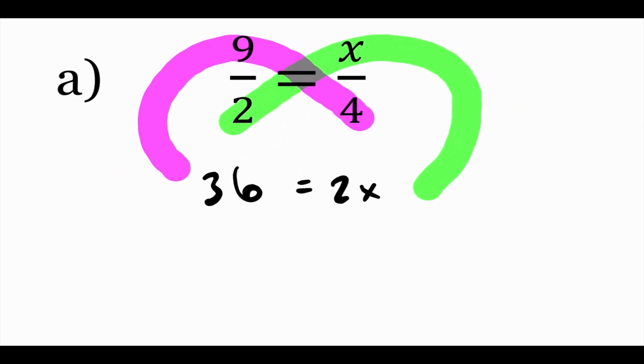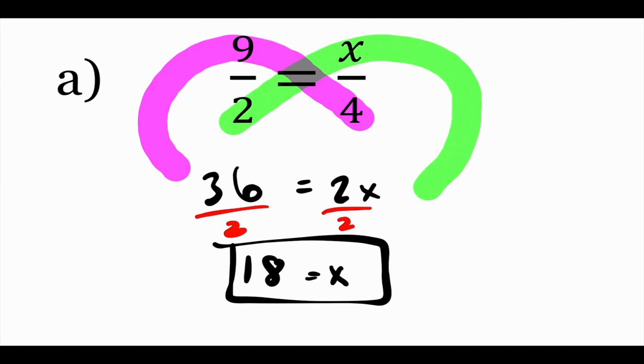How do we get x by itself? What do we have to do? Divide by 2. We knew the answer already. It was 18. Well, the answer is still 18. That's another way to do it.